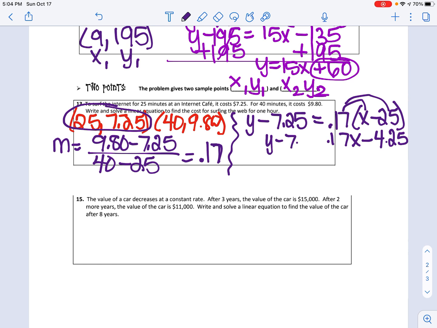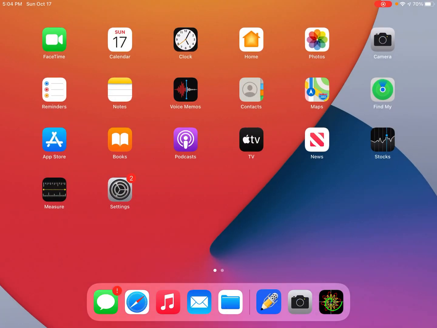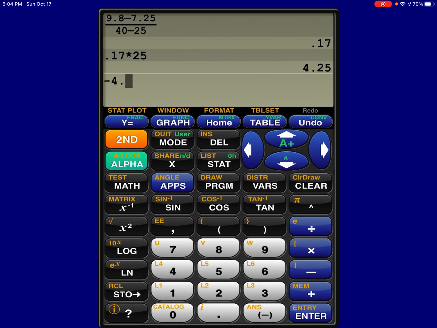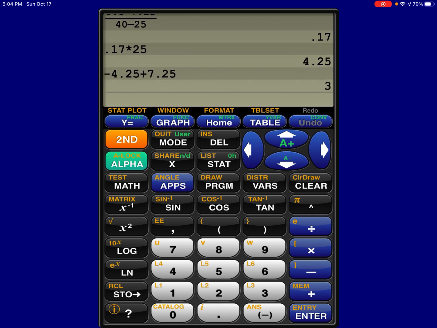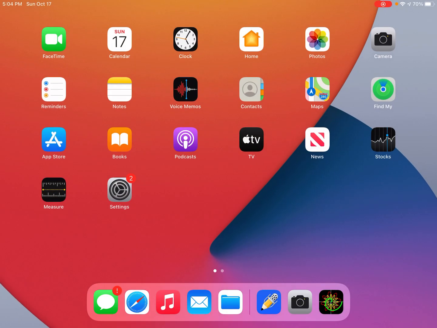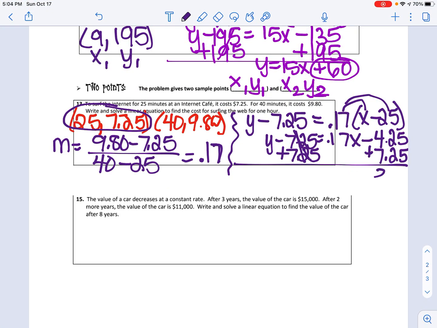And then I'm going to add 7.25 over here to this side. So negative 4.25 plus 7.25 is $3. So my equation is y equals 0.17x plus 3.